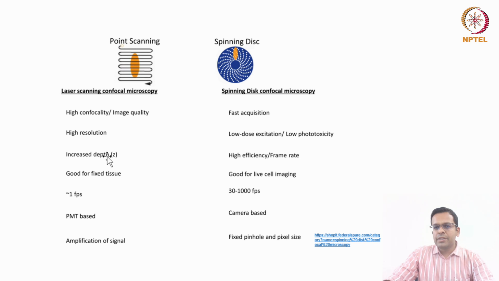This provides increased depth. So in Z, the depth that is covered by the point scanning is higher than the spinning disc, and here the frame rate is high, so you can go for fast imaging. This is good for fixed tissue and this is good for live cell imaging. Why is it good for live cell imaging? Because of the low phototoxicity and fast imaging speed.